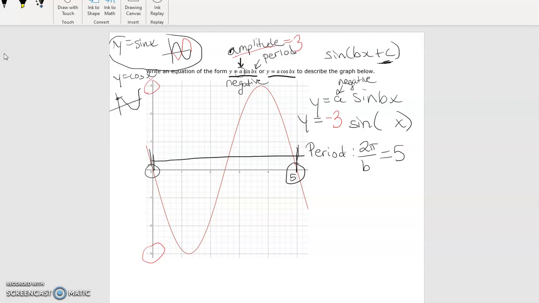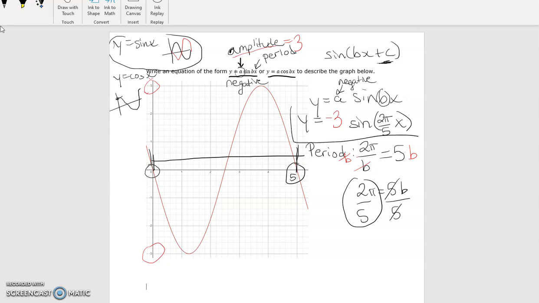So we just need to solve this equation. What I would do to solve this is multiply both sides times b to get that b out of the denominator. So now we have 2 pi equals 5b, and then divide both sides by 5. So b is equal to 2 pi over 5. So I went ahead and replaced the b right here with 2 pi over 5. And this would be the function that you would want to input as your answer in your homework.